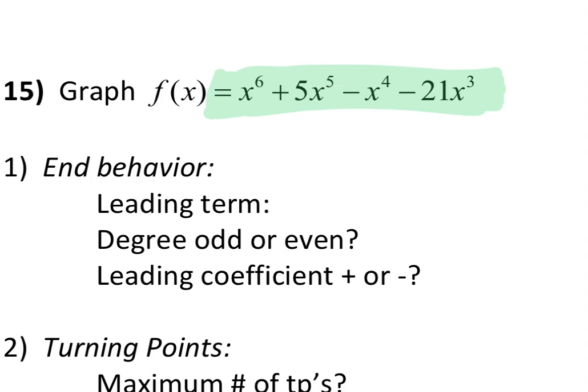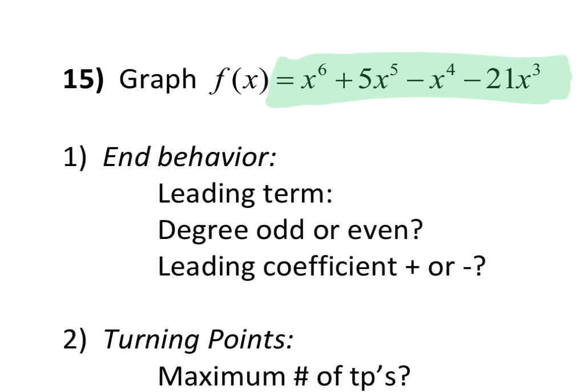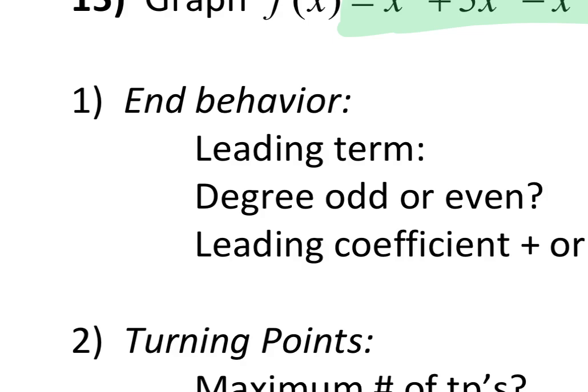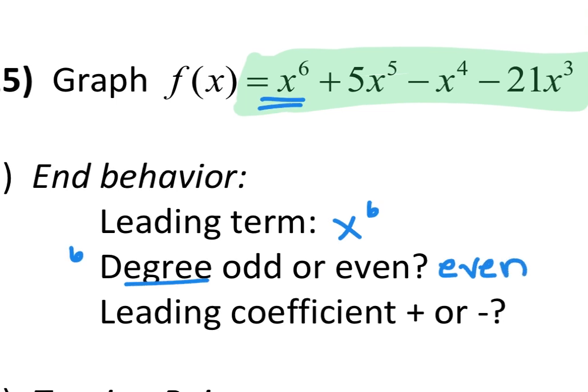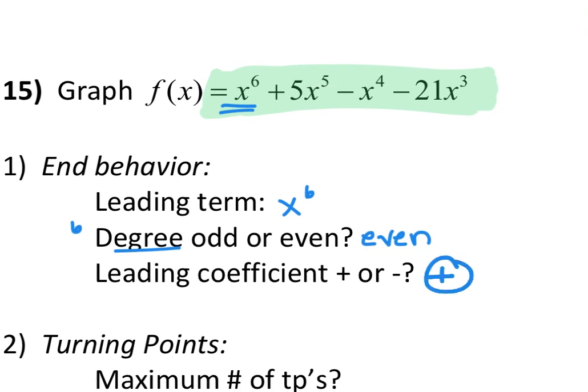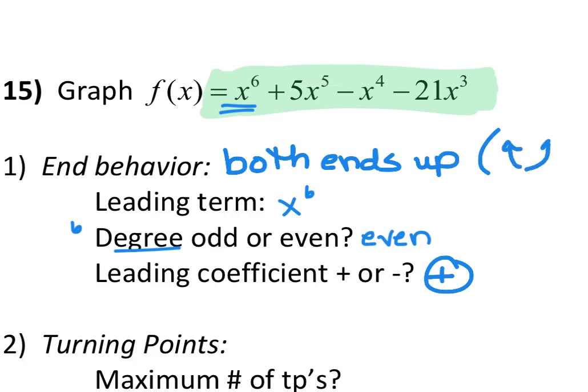So now that you're back, hopefully you have all of that graph typed into Desmos and you can look at it while you're working on this. To determine the end behavior here, your leading term is x to the 6th power. The degree, which is 6, is an even number. And your leading coefficient, +1, is positive. And so once again, both ends of this graph go up, or up and up.